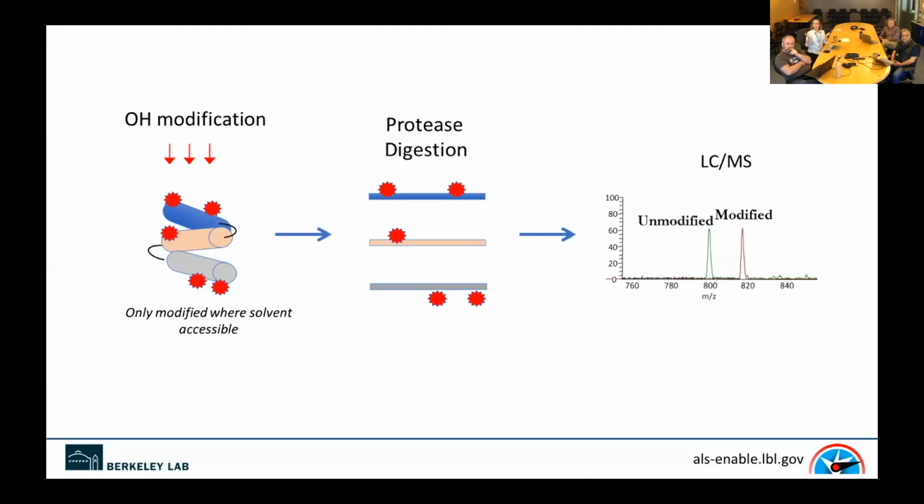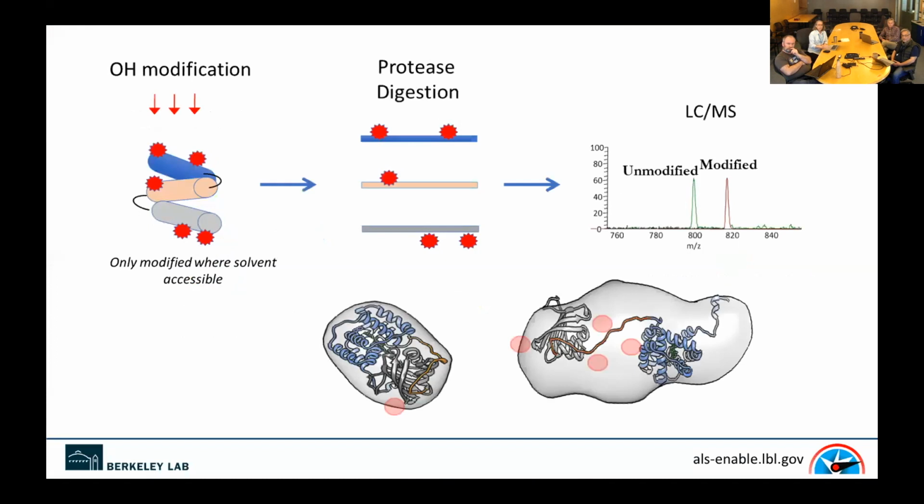This is the same overview, but in a pictorial form. Basically, we produce our hydroxyl radicals. They modify the protein in certain places where they're accessible. We digest, and then we run an LC-MS. And let me just tell you briefly how you actually get information out of this method.